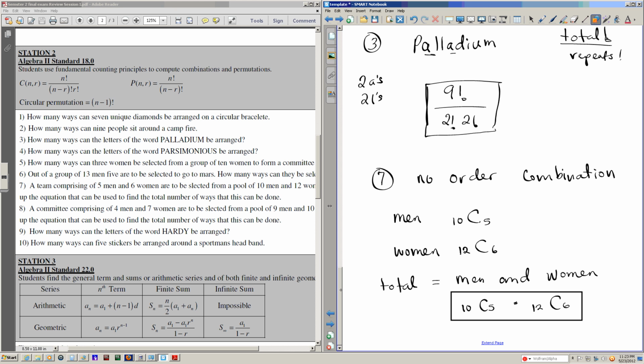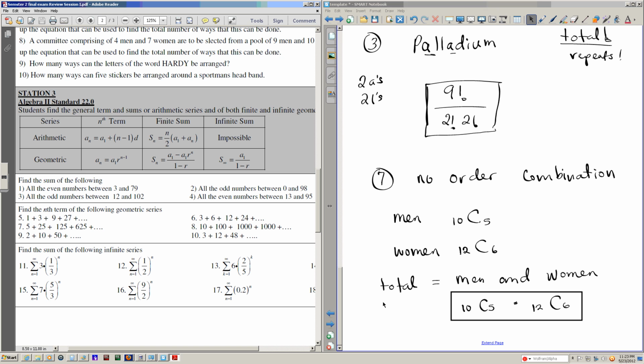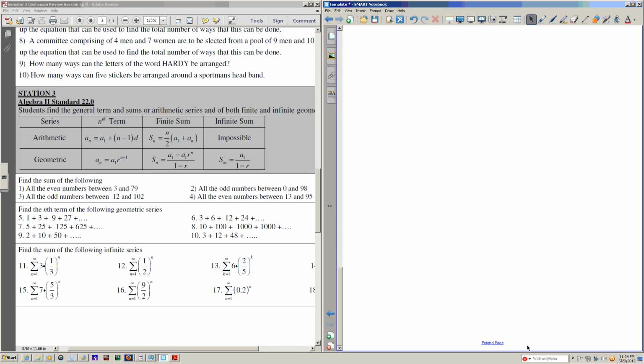Okay, now let's move along to station 3. And we're going to work on some problems concerning discrete mathematics. All right, so let's start out with number 1. So for number 1, we're to find the sum of all even numbers between 3 and 79.